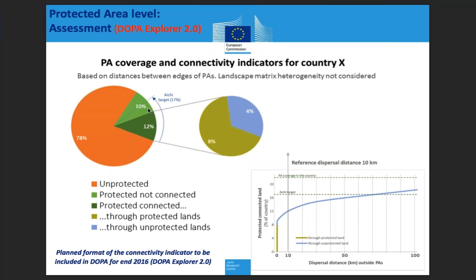The sum of these two greens together, which is above the Aichi target of 17% of protected area coverage. However, when we look at the connectivity, only about half, a bit more, 12% of total country area actually corresponds to protected connected lands. And then within this protected connected part here, we also disclose which part is connected because you can move from one protected area to the other by just following a set of adjacent protected areas, so continuously moving through protected land, and which part of the connectivity is because you need to move through unprotected lands, hopefully with protected areas that are not too far from each other to make the connectivity feasible enough for the species under consideration, right?